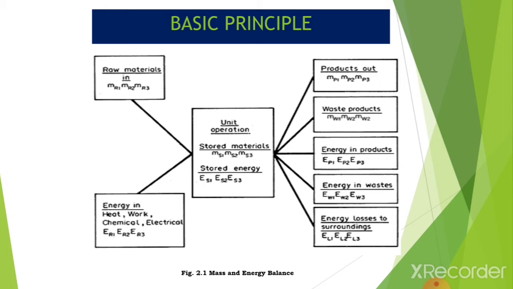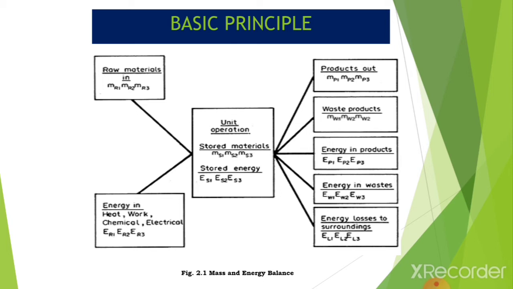So in a unit operation, when all this raw material and energy enters the system, some part of the raw materials and some part of the energy is stored in the system. That is indicated by stored materials MS1, MS2, MS3, that is, mass of the first substance stored in the system, and likewise. The stored energy is indicated by ES1, ES2 and ES3.